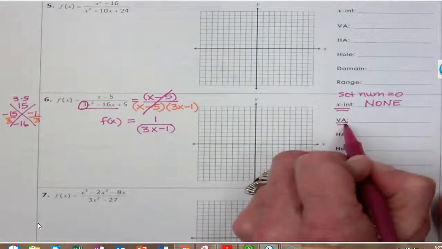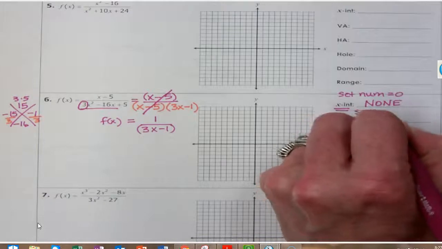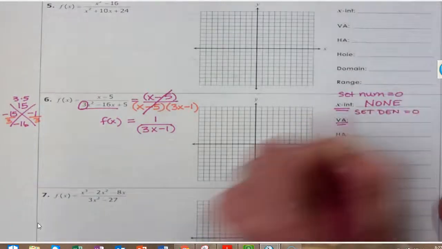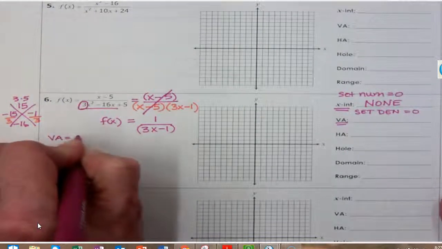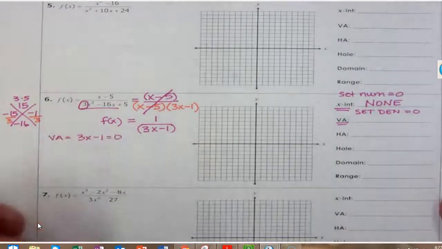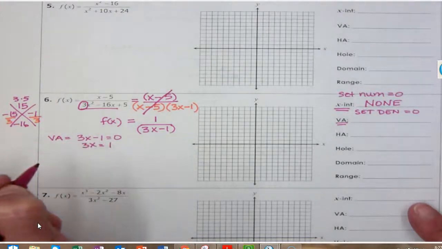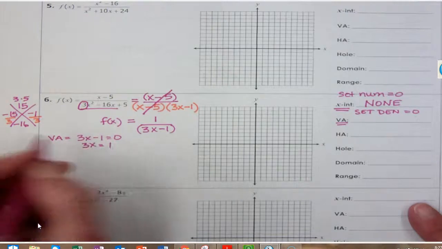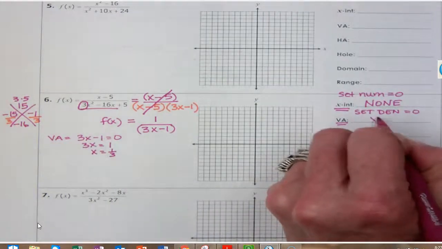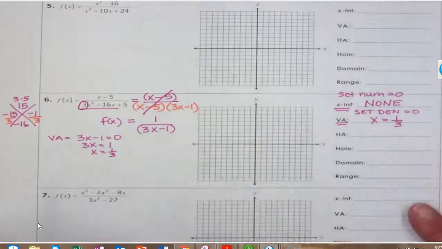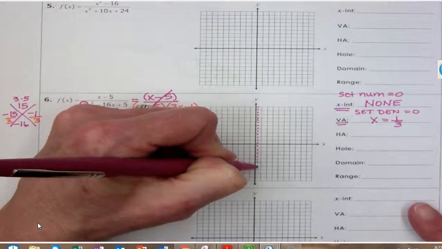Alright, secondly, my vertical asymptote. This is where I set my denominator equal to 0. So for my vertical asymptote, I'm going to set my denominator 3x minus 1 equal to 0. x equals 1, or I'm sorry, 3x equals 1. I add 1 to both sides, divide by 3, and I get 1/3. So my vertical asymptote is going to be x equals 1/3. That's okay. I'm going to write that down right here and get those points.